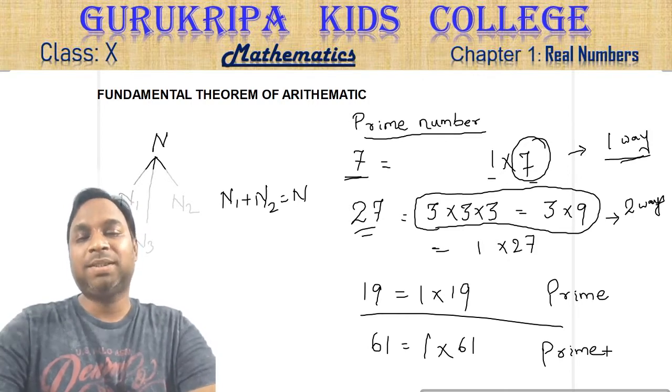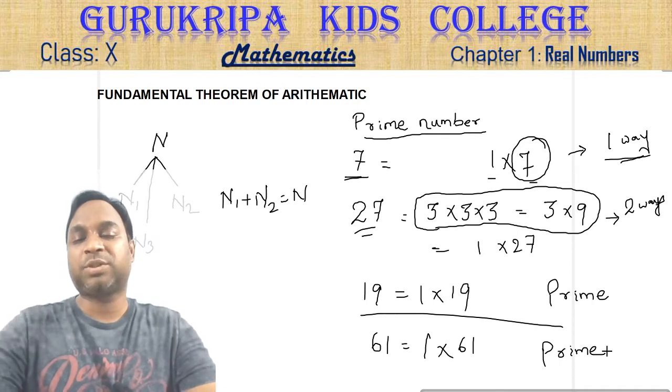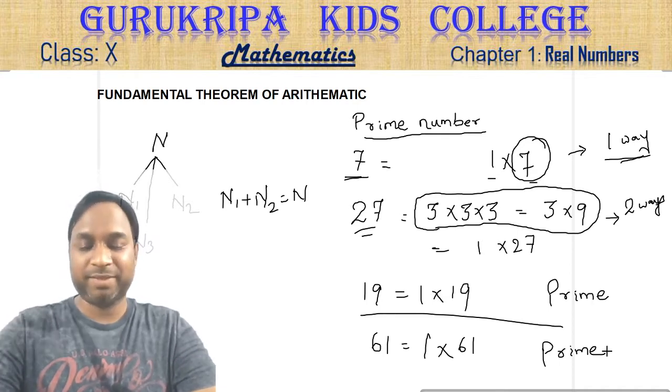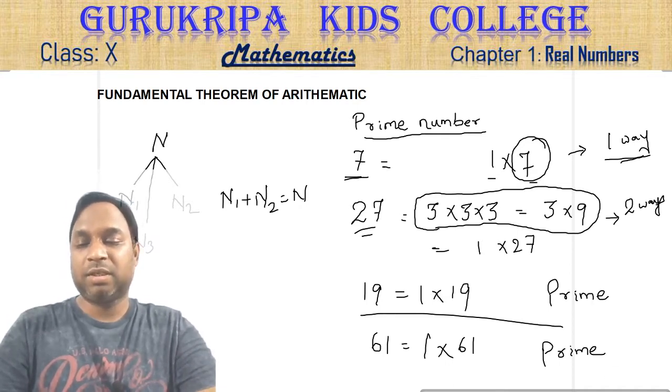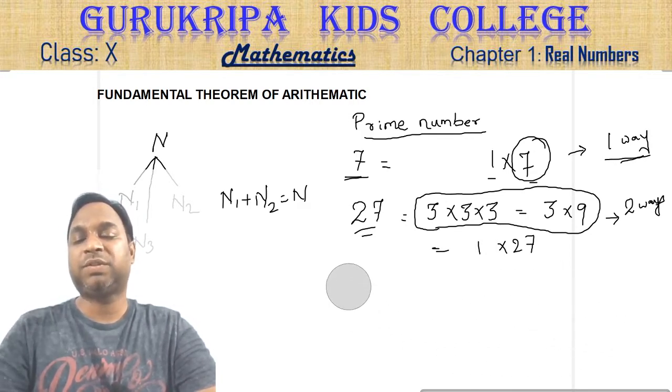What is a prime number? The number which cannot be expressed as a product of two numbers is called a prime number. Very simple. Okay. Now let's see numbers which are not prime, like 27. Let's take one more example.